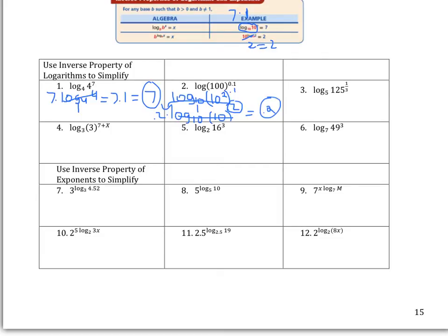Go ahead and try number 3 for homework. Number 4, I have 7 plus x as my exponent. Multiply that by log base 3 of 3, which is also an exponent. Log base 3 of 3 becomes 1, so I'm just left with 7 plus x. Number 5, go ahead, pause the video, and try problem number 5.